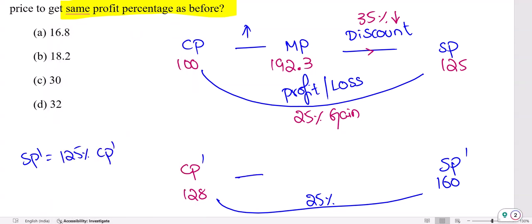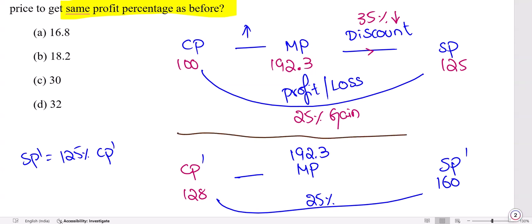Now they are asking, what is the marked price? They didn't mention any change in the marked price, so there is no change. The marked price is the same, 192.3 only. Now you need to give some discount. What is this discount percentage they are asking? 192 becoming 160 means you are giving some discount. Let's say 192 only, no problem, 192.3 we can take as 192. You are giving 32 rupees discount. So discount should be calculated on what? What is the discount percentage formula? Profit percentage formula?